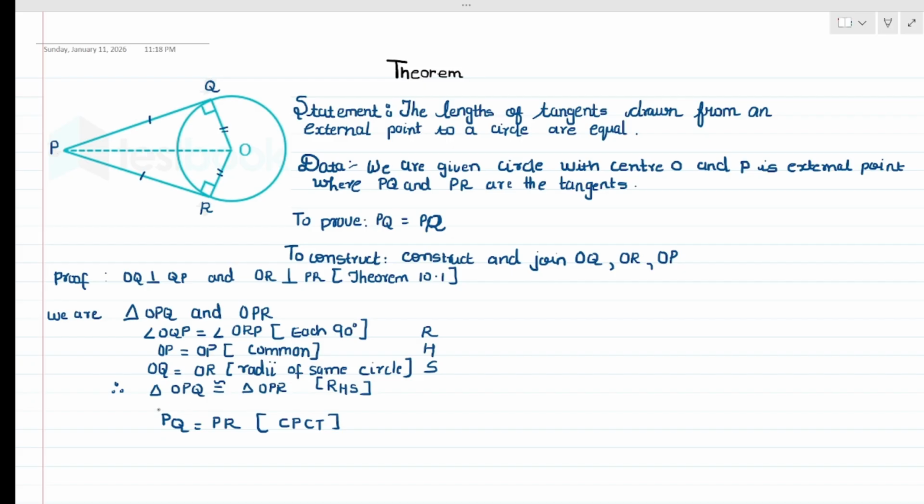Okay, so this was the thing which we needed to prove earlier: to prove PQ is equal to PR, and hence we have proved that PQ is equal to PR.